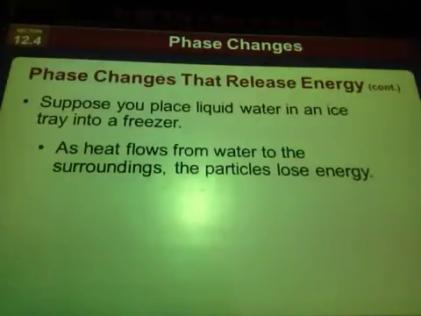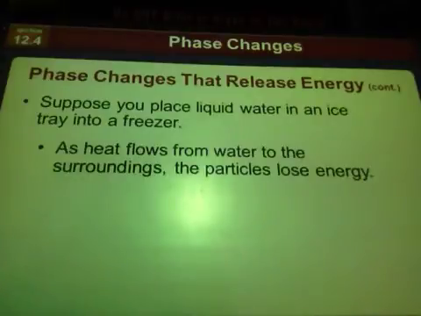So melting and vaporization, those were processes that required energy. I needed that energy to be added to a system, so then that way I could overcome or break those intermolecular attractions. We are now going to start talking about phase changes that will release some type of energy.